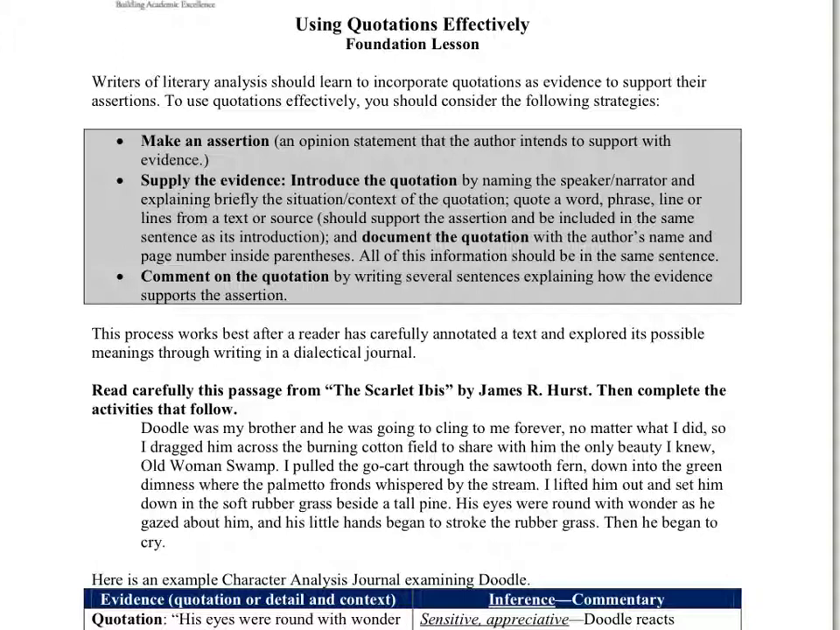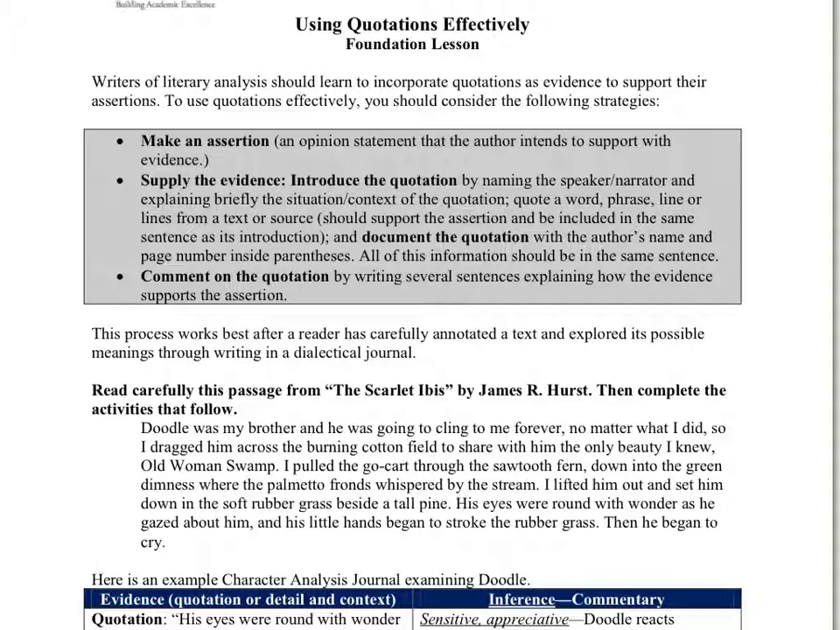Next, you need to supply the evidence. Here you're going to do a lot of things, and what's most important is that you're doing all of this in one sentence. Supply the evidence. You're going to introduce the quotation by naming the speaker or narrator and explaining briefly the situation or context of the quotation. If the quotation is someone's dialogue, then you will say who was speaking. If it was the narrator, then you can simply identify that it was the narrator speaking.